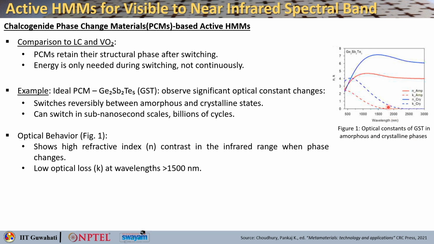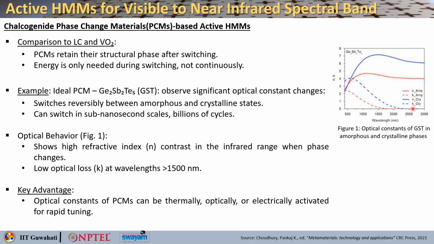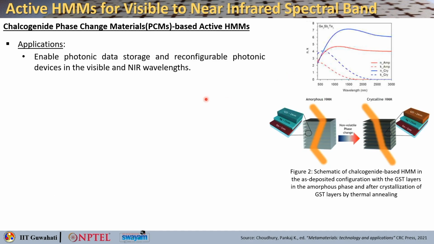Second observation is that the optical loss is very minimal for wavelength greater than 1500, right. And the key advantage here is that the optical constants of this kind of PCMs can be thermally, optically and electrically activated for rapid tuning. Now, what are the applications of this kind of chalcogenide phase change materials based active hyperbolic metamaterial? The applications involve photonic data storage and reconfigurable photonic devices working in the visible and near infrared range.